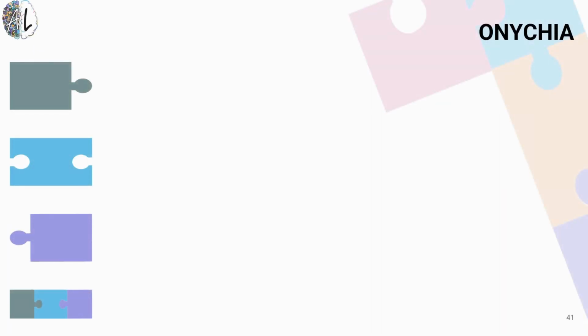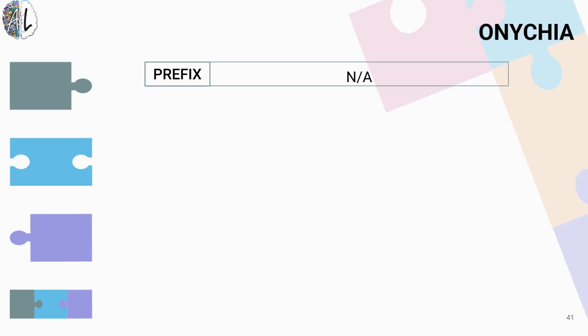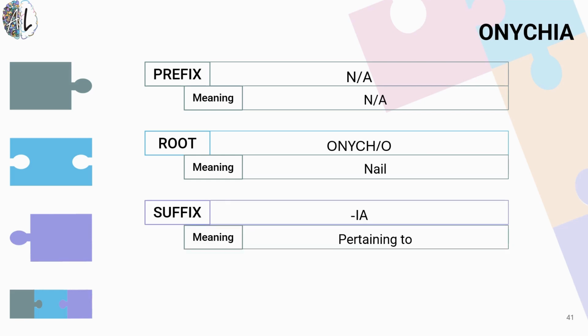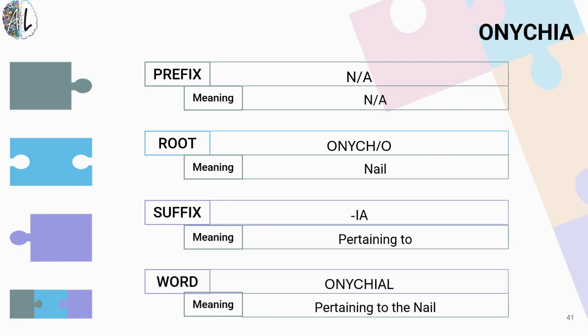Take a look at the term onychia. Onychia. See if you can break it down yourself. We'll talk our solution. All right, so there is no prefix found in this term. Onycho is the term for a nail. So you're looking at a fingernail, a toenail, but onycho is that term. And IA means pertaining to. So onychia just refers to a nail, pertaining to the nail.